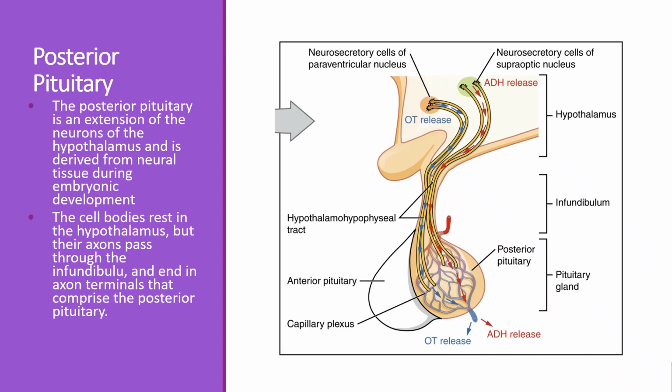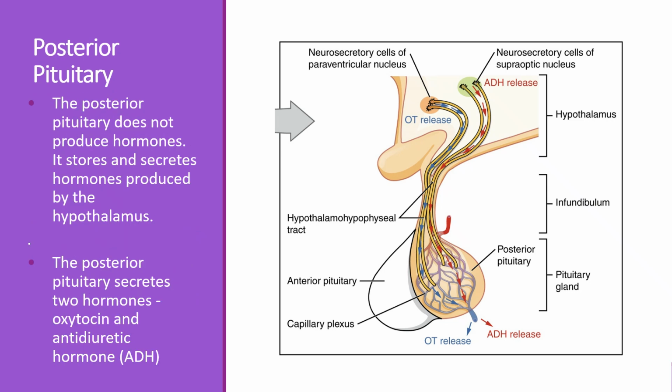The posterior pituitary is an extension of the neurons of the hypothalamus, and it is derived from neural tissue during embryonic development, what I just mentioned. The cell bodies are going to rest up in the hypothalamus, but their axons, the tail, is going to pass through that infundibulum and end in the axon terminals that comprise the posterior pituitary. Ignore that typo. I need to fix that for infundibulum.